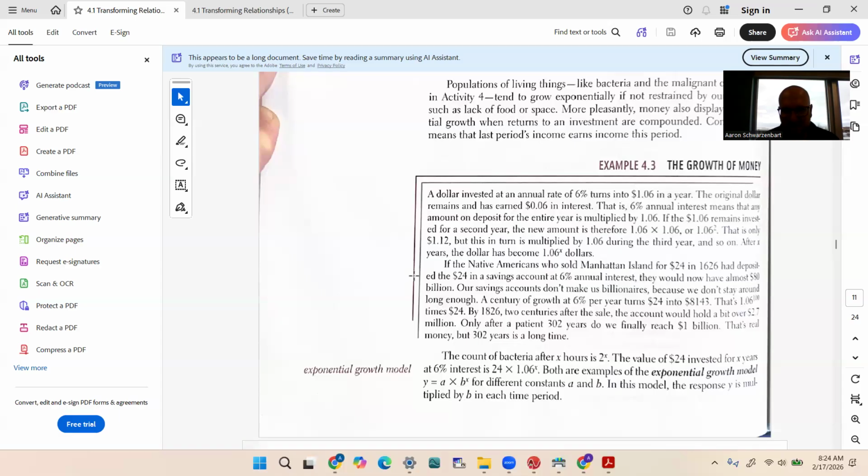By 1826, 200 years later, though, it only would have been 2.7 million. Exponential growth starts to grow really, really quickly after it takes off. It doesn't grow very quickly at first.